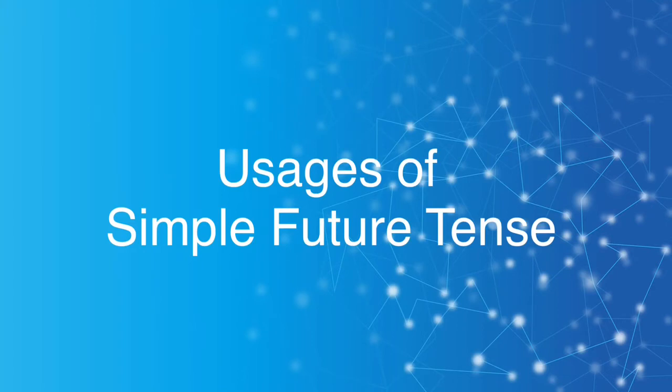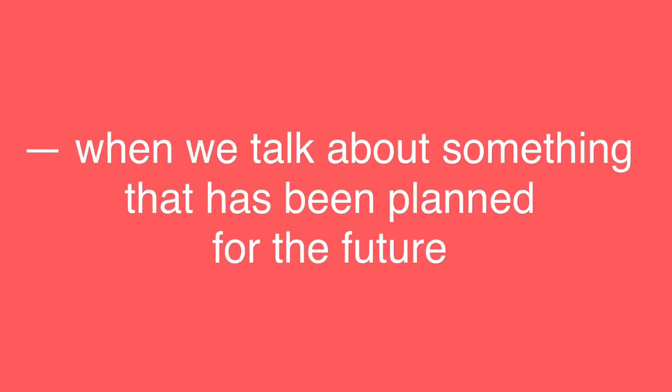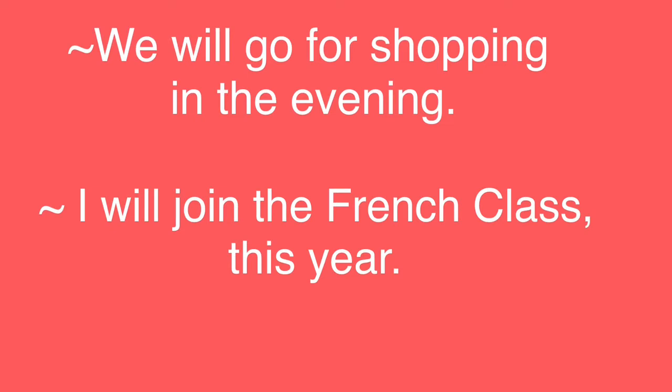Now, where and when do we use the simple future tense? Let's find out. When we talk about something that has been planned beforehand. For example, we will go for shopping in the evening. We'll go for shopping in the evening. I'll join the French classes this year.